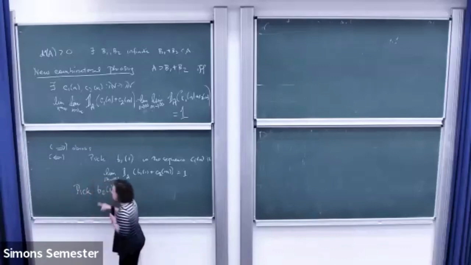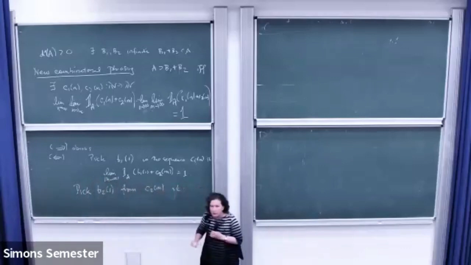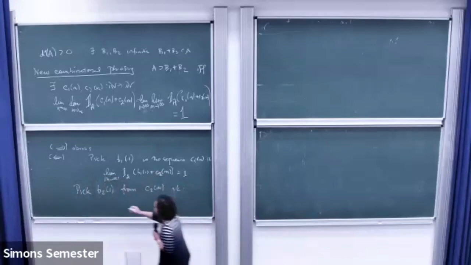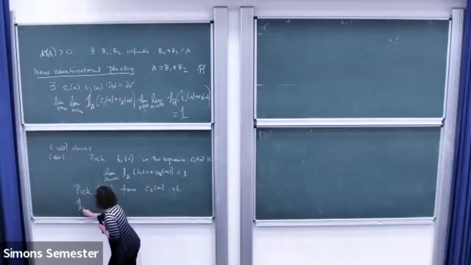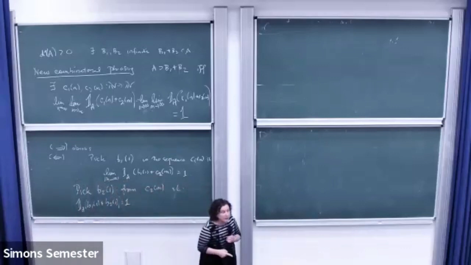So I pick the first element in the sequence B2 from the sequence B2 of M. And now what do I need to do? Well, first it has to satisfy the first thing. So that will mean that the indicator function 1_A of B1(1) plus B2(1) will be equal to 1. And then you apply the other limit to get the other one.